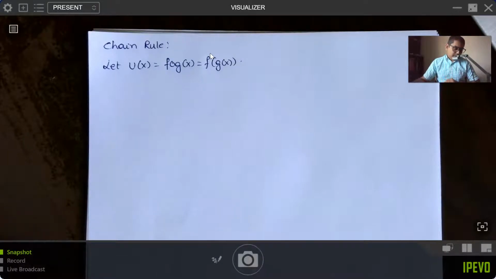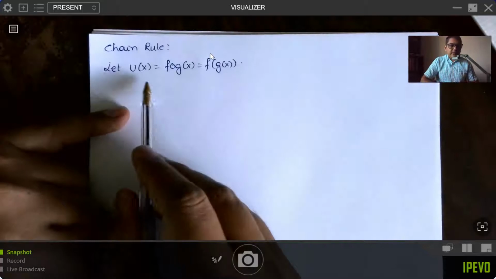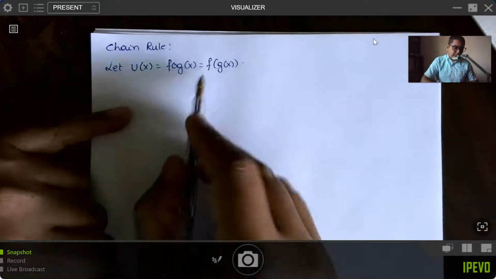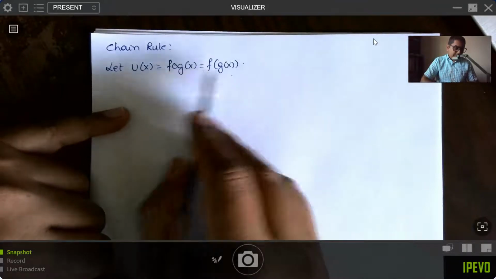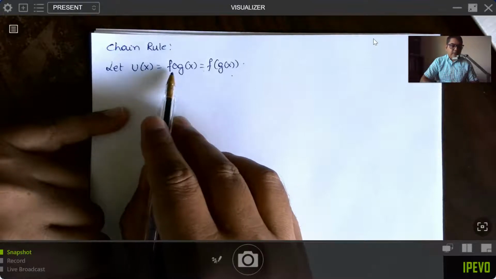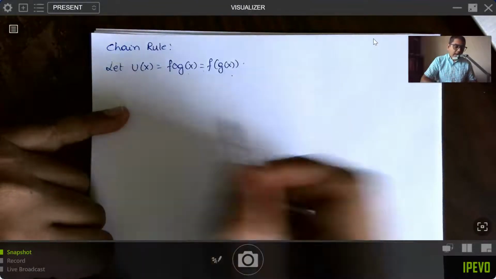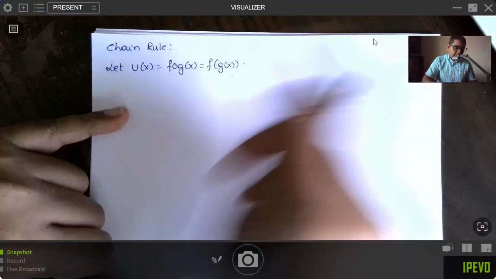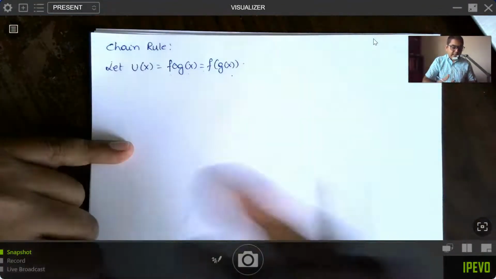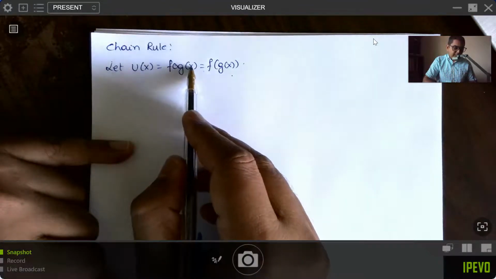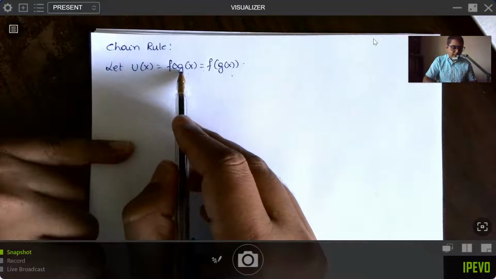Now let's consider the function u of x, and we write it as u of x equals f circle g of x, or it is written as f of g of x. From our knowledge of college algebra, we know that this is not f times g of x, it is f circle g of x, or f composition g of x. And we know that this function is always evaluated inside out. That means you evaluate the function g at x first, and then you evaluate the function f at g of x.